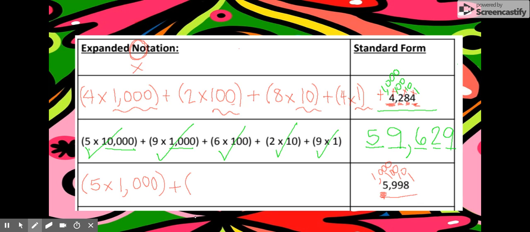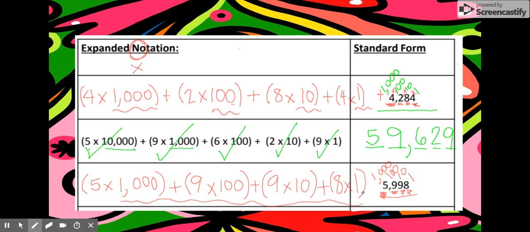We need to add in the second place value, which is in the hundreds place. There's a 9 in the hundreds place, so we're going to say 9 times 100, which has a value of 900. Add in the third place value, which is in the tens place. There's a 9 there also, so 9 times 10, which is a value of 90. Last but not least, add in the ones place, which is 8: 8 times 1. And there you have it. You should be a master now at knowing how to do expanded notation. Good luck.